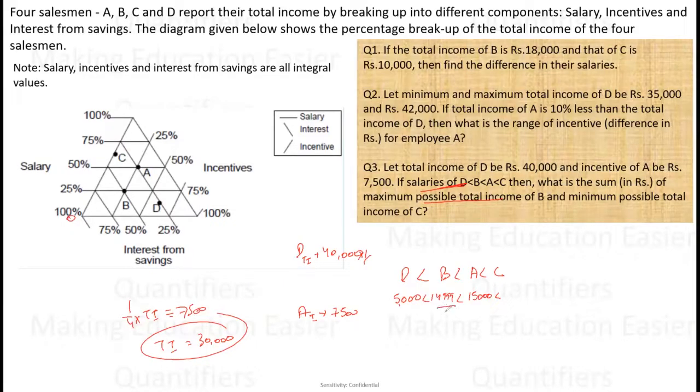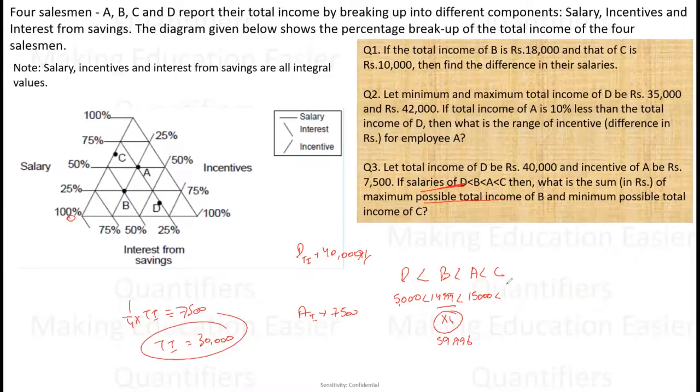Why? Because this is 25%. To get 100%, I simply multiply by 4. Had this been 37.5%, what would I have had to do? I would have had to invert 3/8 to 8/3 in order to find the total income. So I would have had to take a multiple of 3, but here there is no such complexity. So 14,999 times 4 is 60,000 minus 4, that is 59,996. This is the total income of B that I have got.